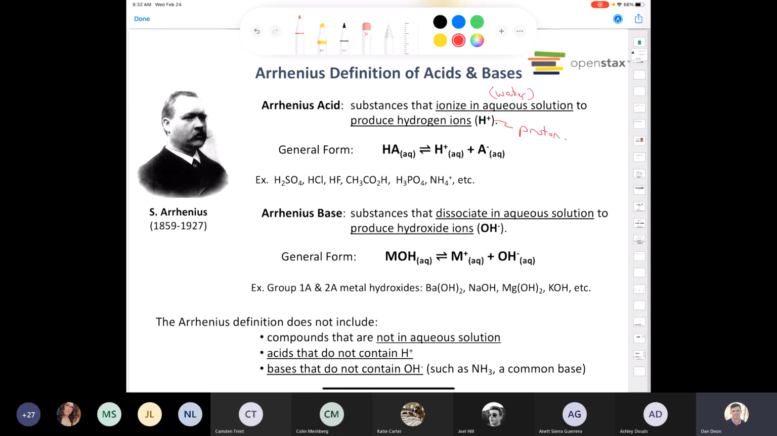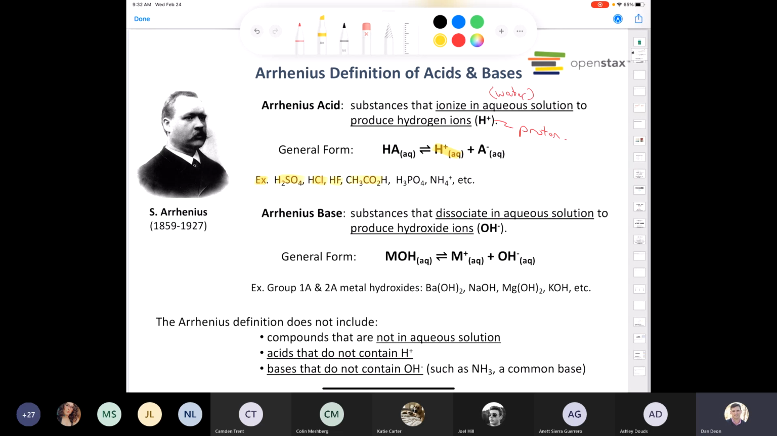So here's a general form. If you take an acid, HA, you put it in water, it's going to dissociate to give you H+, and A-, which is going to be left over. So here you see that we produced a proton. What kind of things can produce a proton when we put them in water? Things like sulfuric acid, hydrochloric acid, hydrofluoric acid.